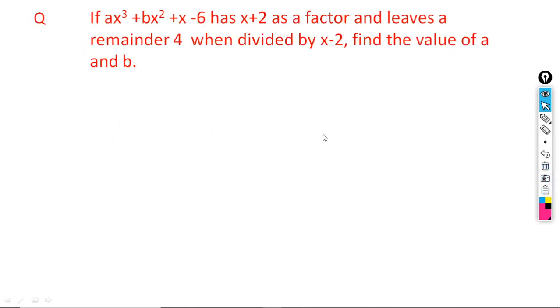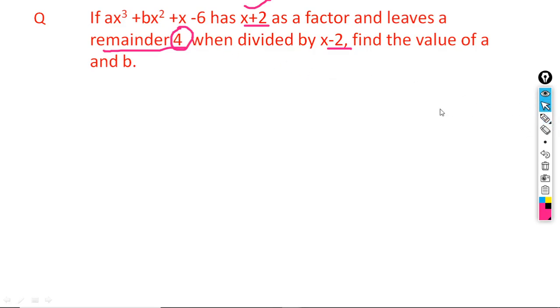In this question, the polynomial ax cube plus bx square plus x minus 6 has x plus 2 as a factor, and leaves a remainder 4 when divided by x minus 2. Find the value of a and b. Let us try to understand this question. Here two cases arise. In the first case, x plus 2 is a factor, so the remainder is 0. In the second case, when we divide this polynomial by x minus 2, the remainder is 4. This is the important statement to understand. In the second case, the remainder is 4. Let us start the question.